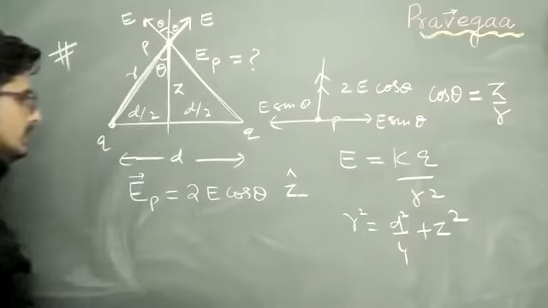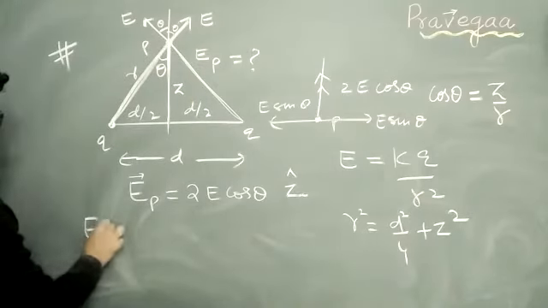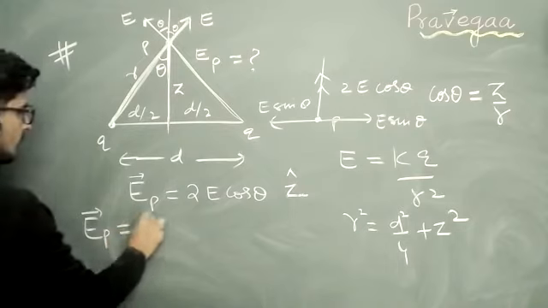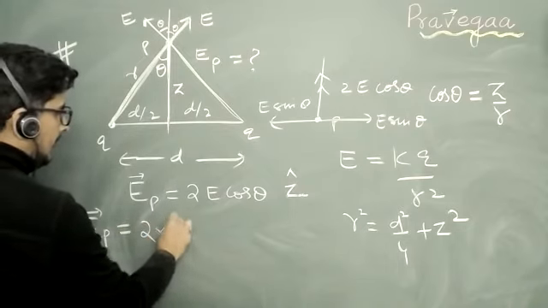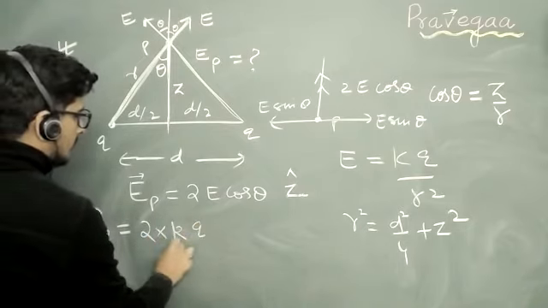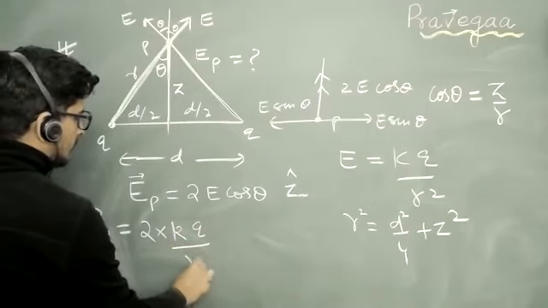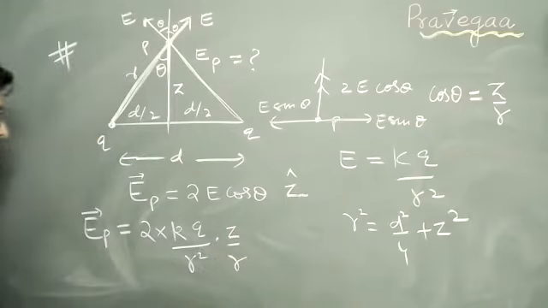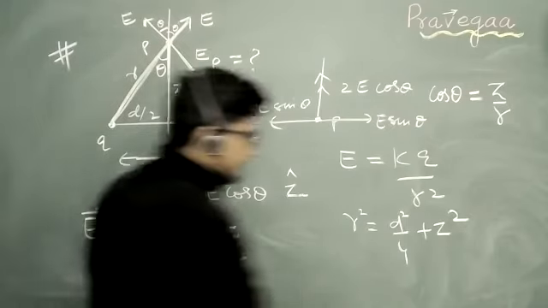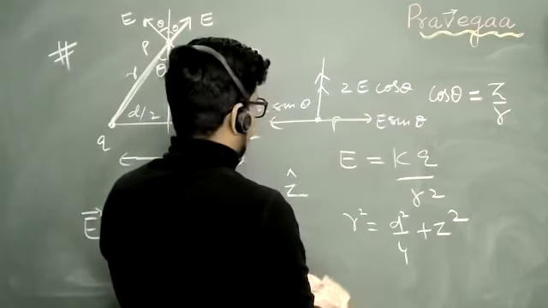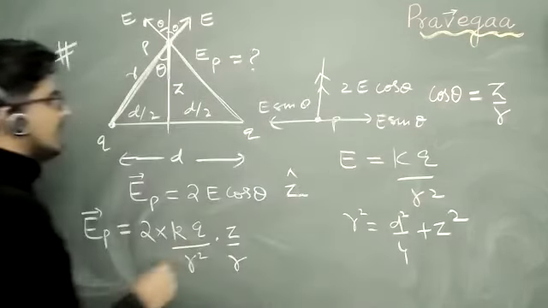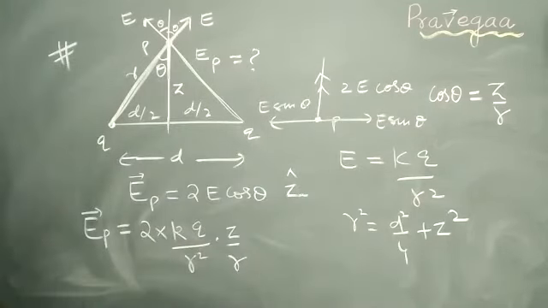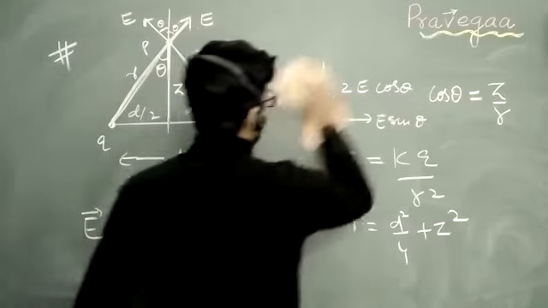So this is all. We will write EP vector is equal to 2 into KQ by R square into Z by R. This is the field. Yes or no? Can I erase this? This part everybody understood? If you feel doubt, you can come in. I can erase this.